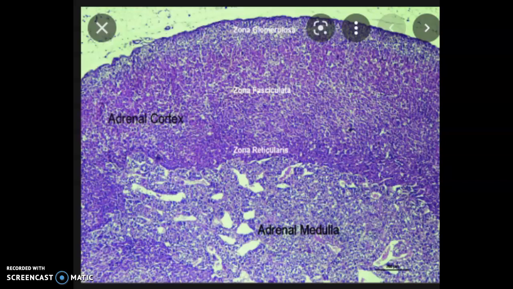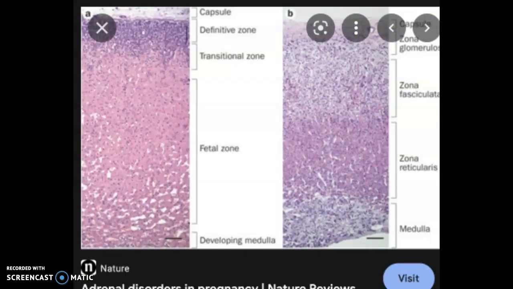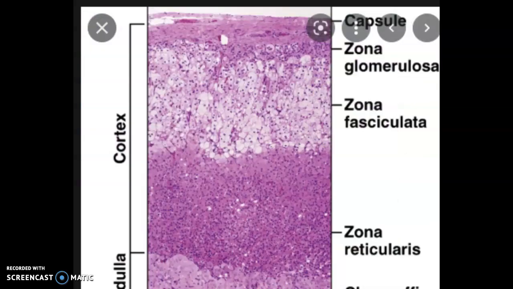I swear that's the slide out of my book, by the way. I did not give you a slide like this because I cannot tell the difference between that zone and that zone. So I give you a nice picture like this that has definite clarity between the zones.